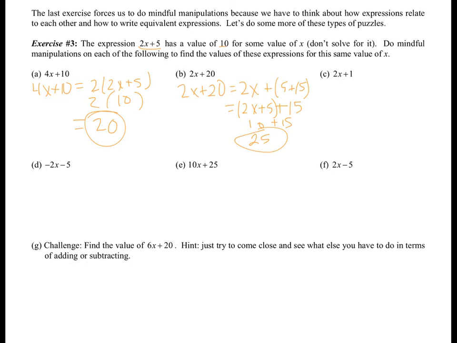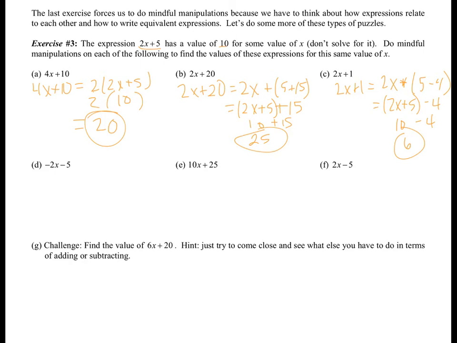Letter C, 2x plus 1. So I have 2x plus 1. Well, the 2x is the same, we have to change the constant. Well, I need to get 5 to 1, so I have to subtract 4. Well, I know that 2x plus 5 is the same as 10. Now I need to subtract 4 from that. So 6 is what that equation or expression is equal to.